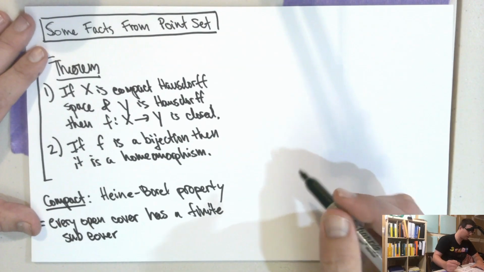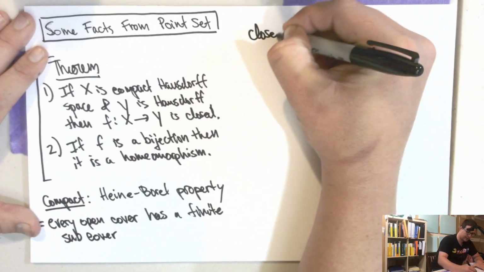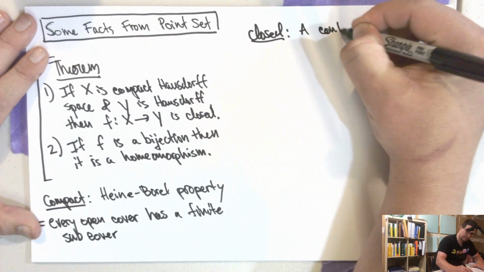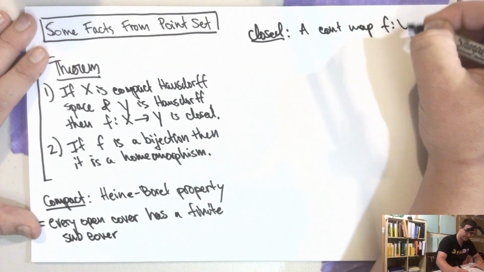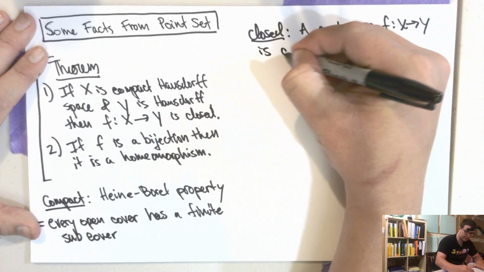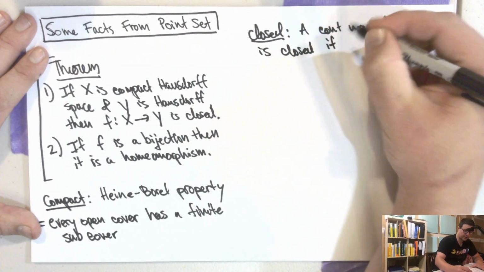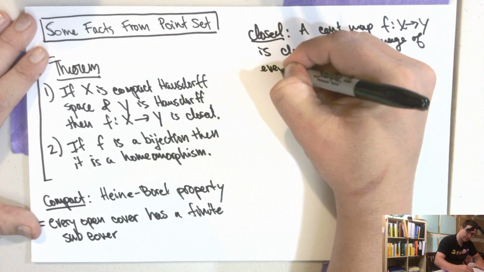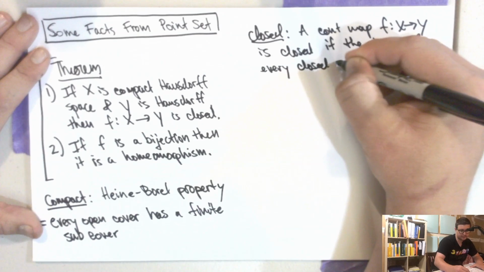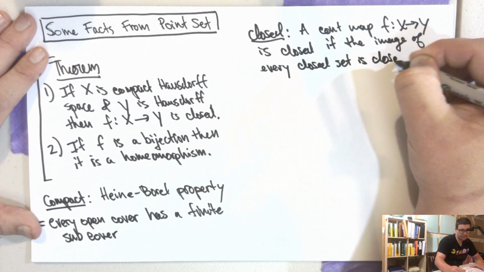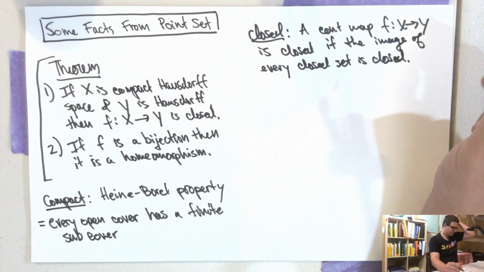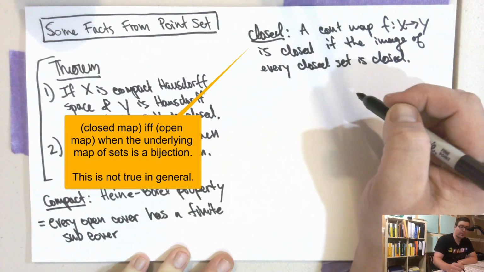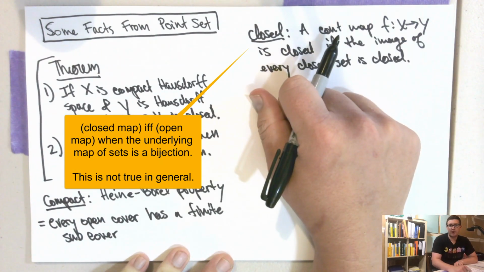So closed map. What does closed map mean? So a continuous map of topological spaces is closed if the image of every closed set is closed. So not every map is closed. And I believe that's equivalent to open. And then, an open map would be one where the image of every open set is open, right?